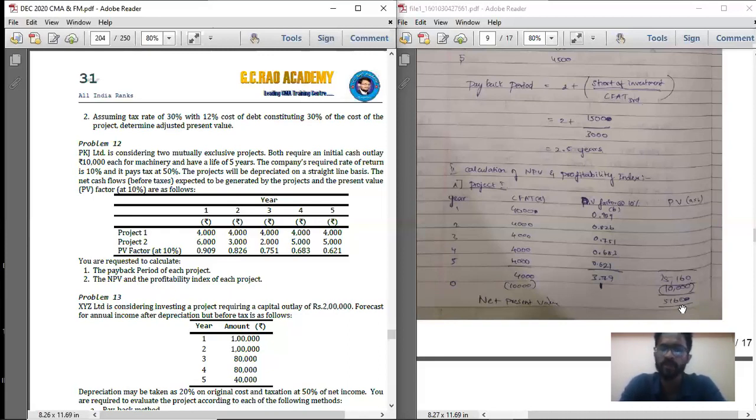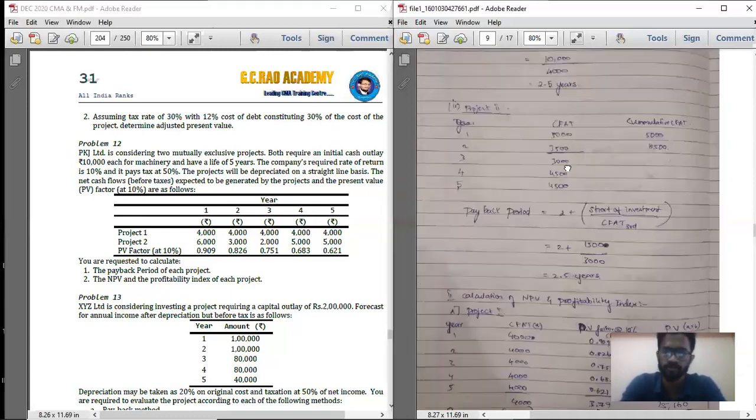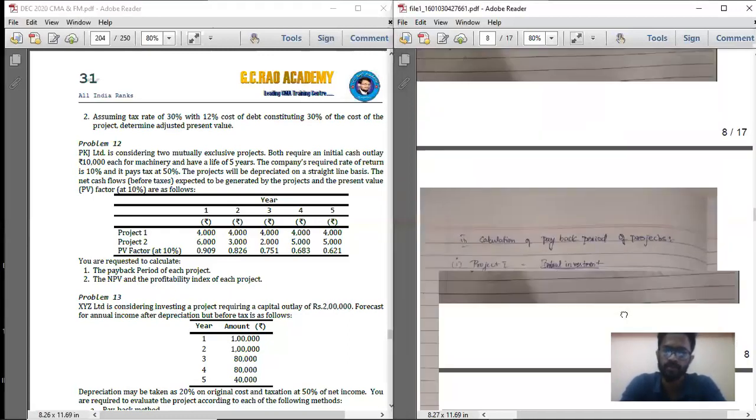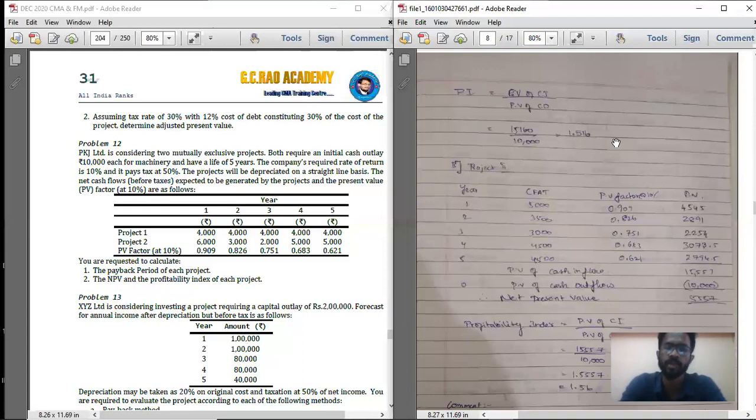So in respect of that 5,160, record net present value. So we have found what is net present value for the year project 1. And below that, record profitability index for project.